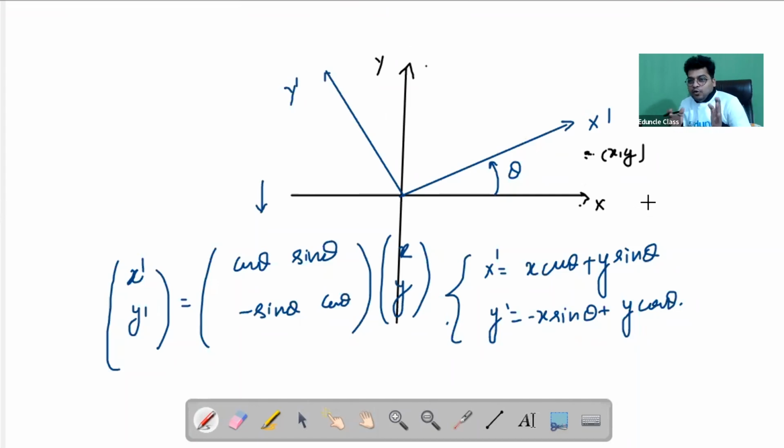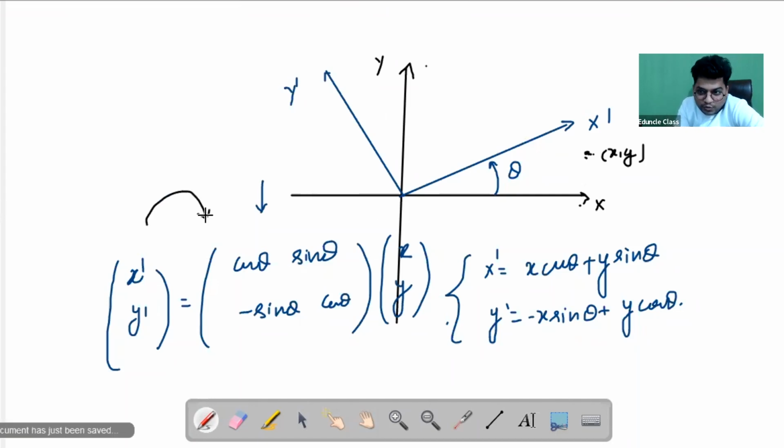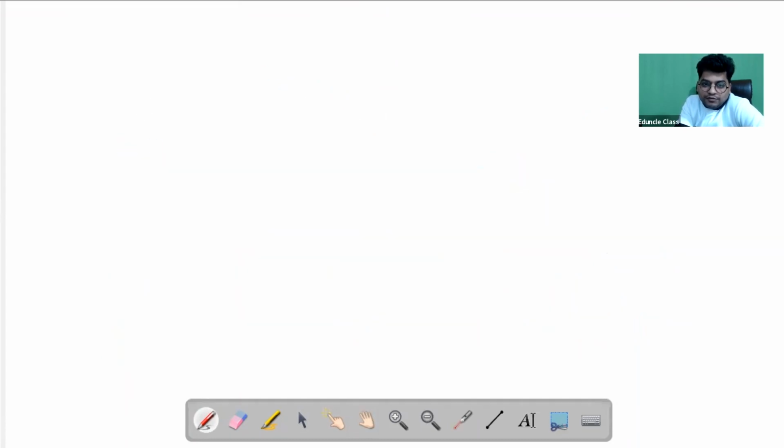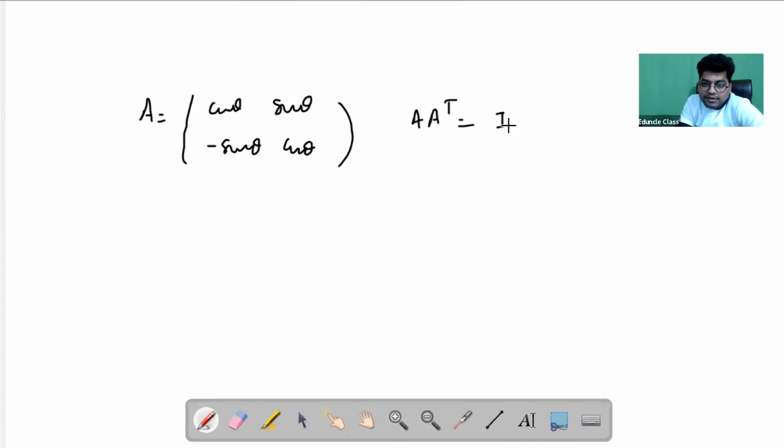So it means the location is changing. The location is given by this one. You know this one. Okay, I am saying this matrix is an orthogonal matrix. You can multiply by A transpose. If you take A equal to cos theta, sin theta, minus sin theta, cos theta, and if you take A transpose, that will be identity. So I am saying this is an orthogonal matrix.